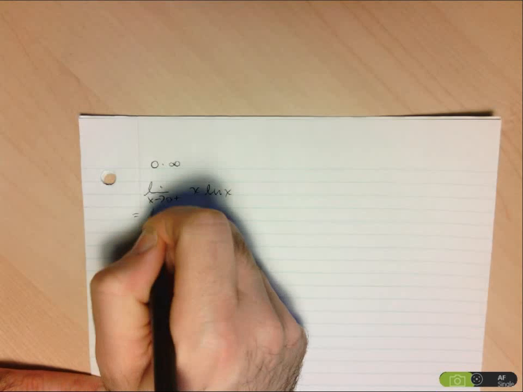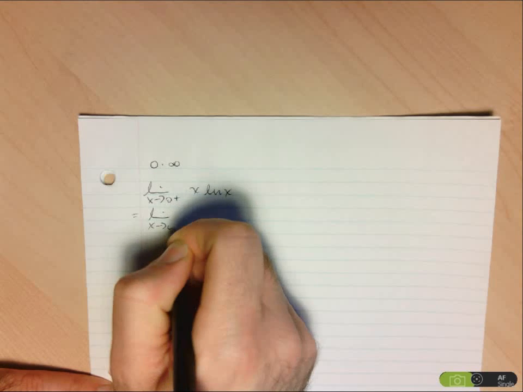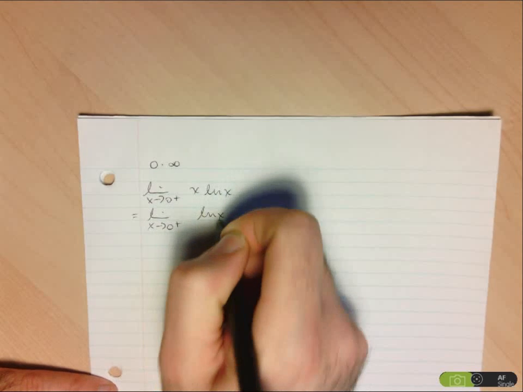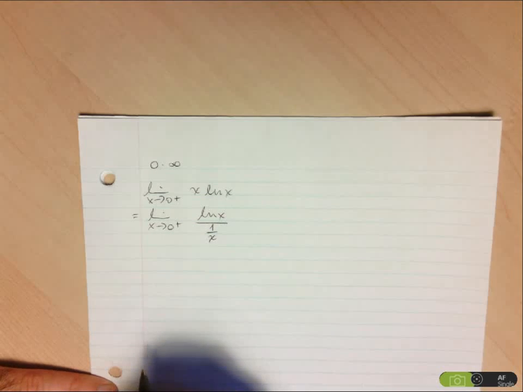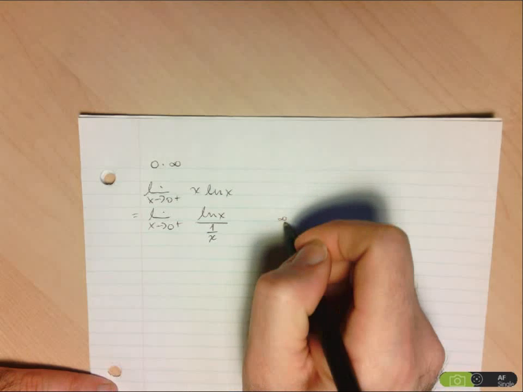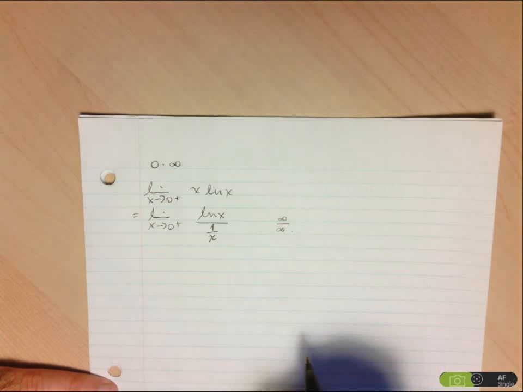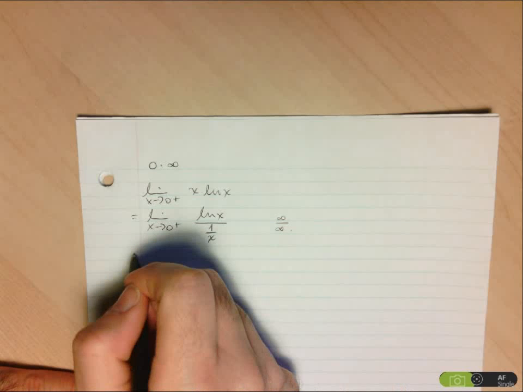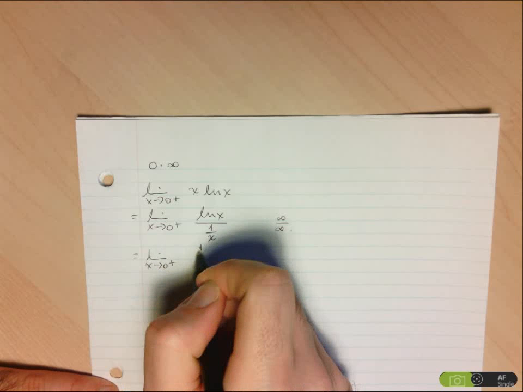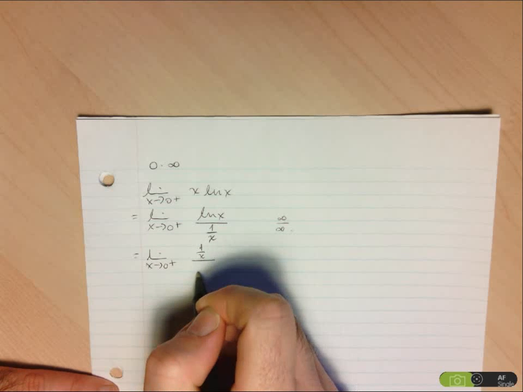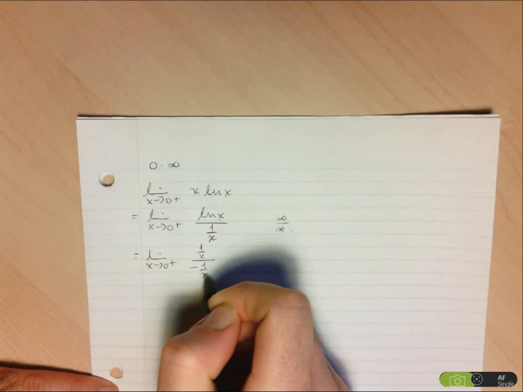So let's do that here. We have limit as x approaches 0 from the right of ln x, and again we'll just write x as 1 over x. And so now we have the indeterminate form infinity over infinity, hence we can apply L'Hopital's rule. So let's do that. Limit as x approaches 0 from the right, take the derivative of the top, 1 over x, and take the derivative of the bottom, negative 1 over x squared.